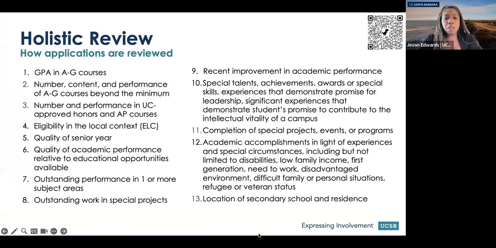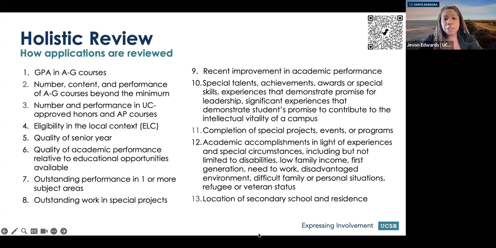So on the screen are 13 factors for admissions. You can take a look at the QR code at the top right corner of your screen. That will take you to the UC Office of the President's admissions website that will detail the 13 factors for admission consideration. And you're seeing those 13 factors now as well.